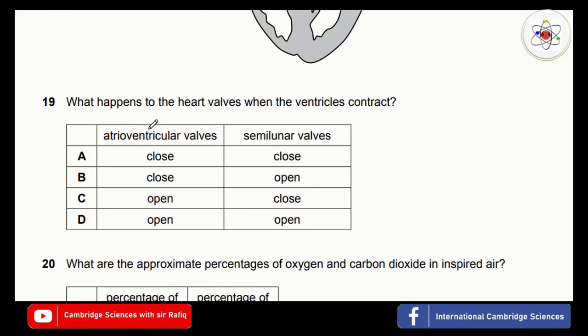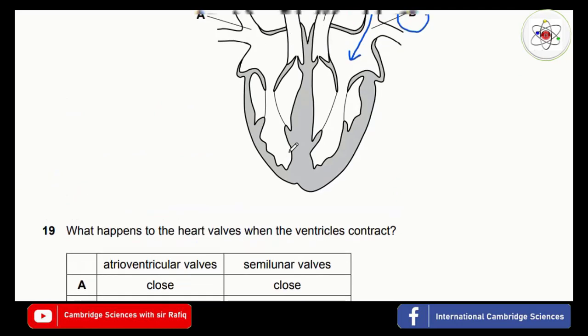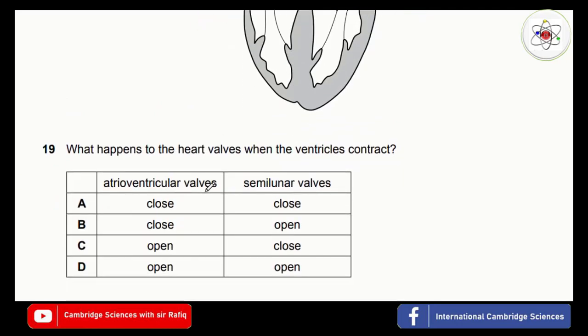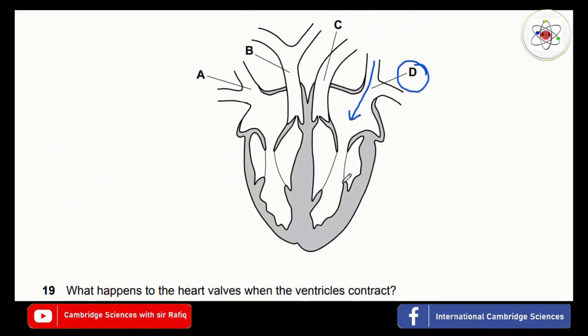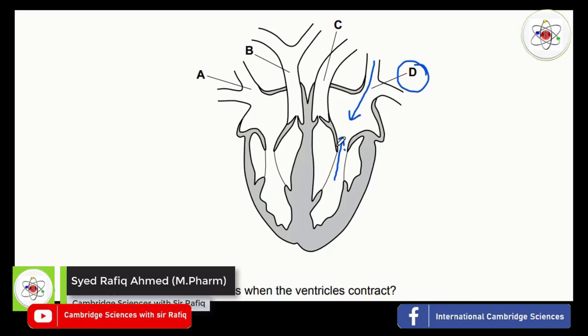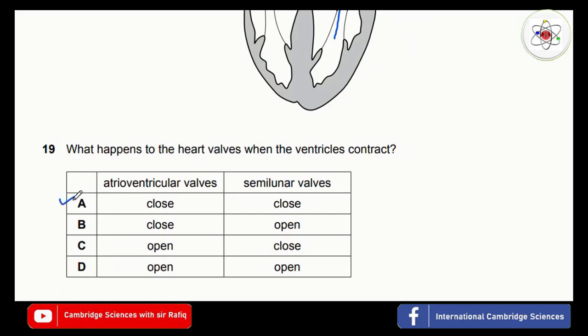Question number 19, what happens to the heart valves when the ventricles contract? The diagram is fortunately above in question number 18, so we can understand this question very easily. This is the atrioventricular valve. When the ventricle contracts, it should be closed so that blood does not go back. So our answer will be either A or B, not C or D.